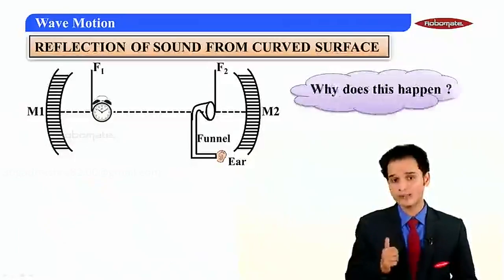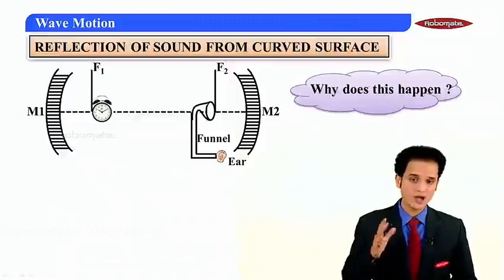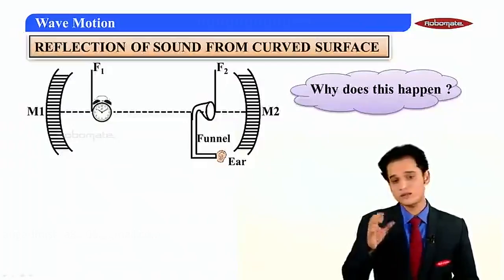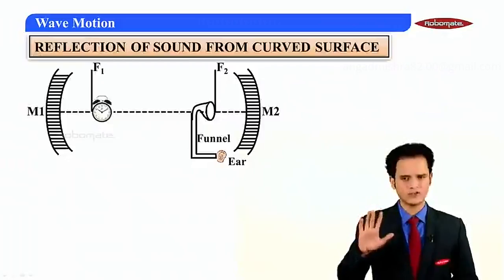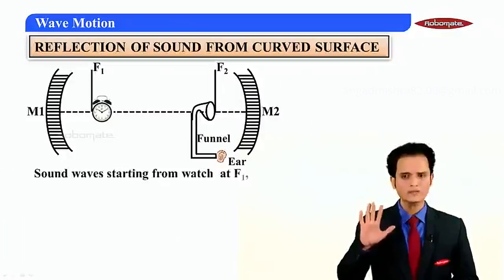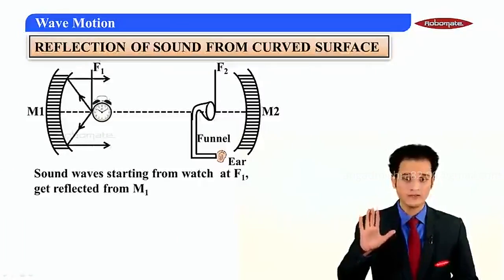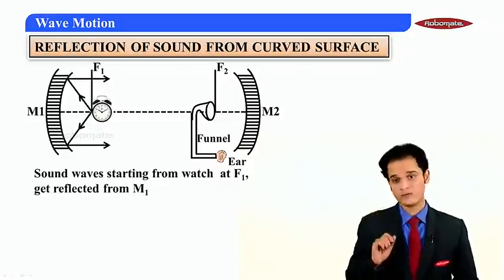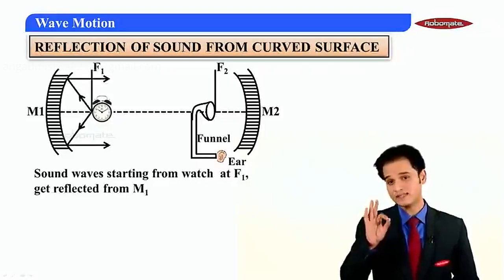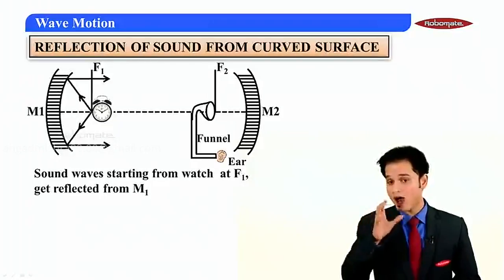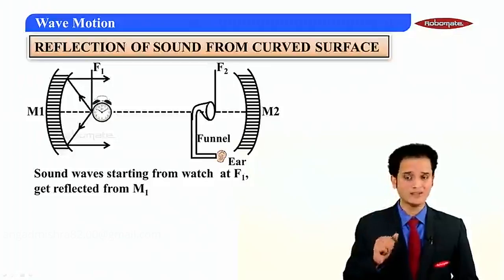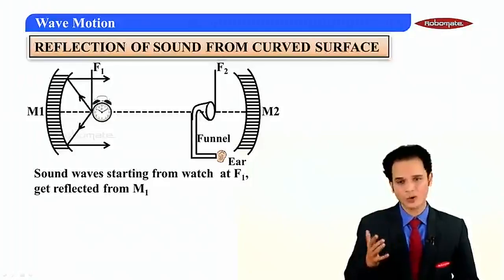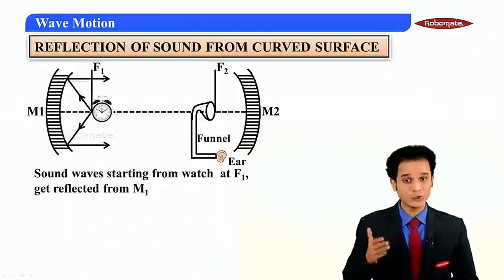Why does this happen? So students, the answer to your question is in the flow of the waves. Let us consider the first flow of the wave. First of all, what happens? Sound waves starting from the watch at F1 are reflected from M1. Exactly as you can see in the diagram, the sound waves from the clock are getting reflected from M1. Now what happens ahead? These sound waves are not going to stop there itself, right? These are going to propagate ahead.